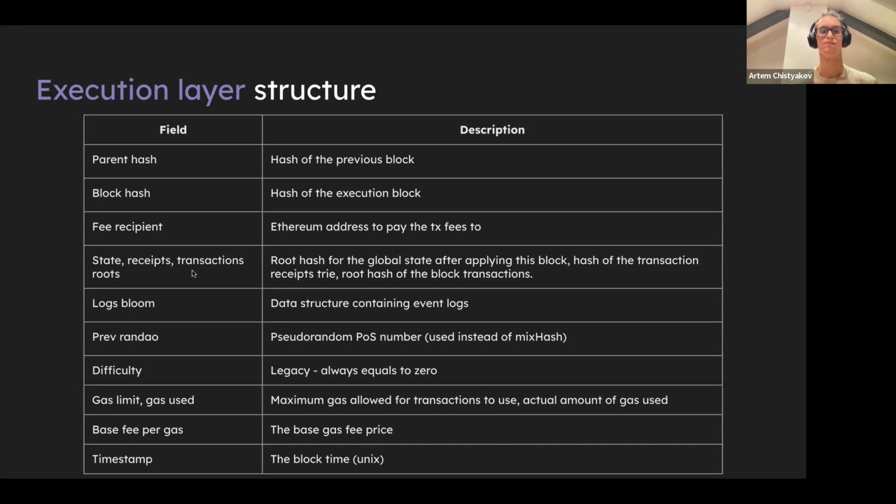Then there are logs. It is a special feature of Ethereum that every smart contract can emit special events. For example, there is the USDC token, and when one user sends USDC to another user, an event is emitted that user A sends 10 USDC to user B. And those events are also stored on chain.